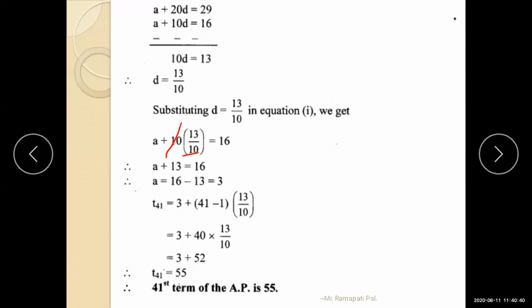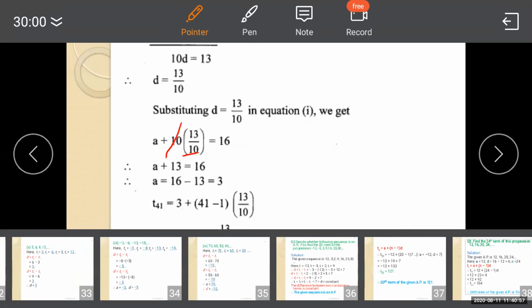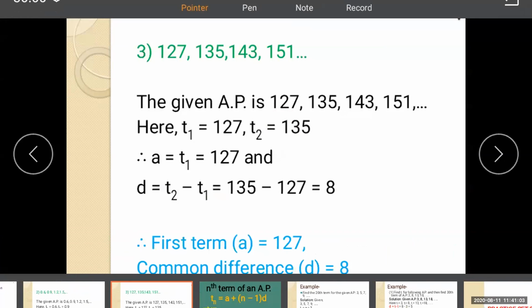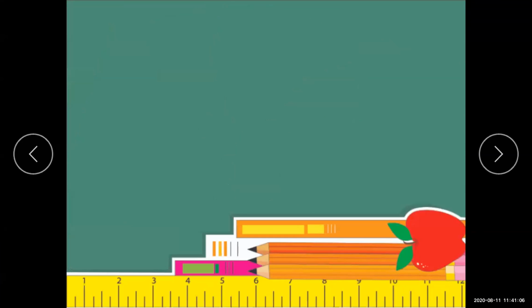Okay. Let's revise what we have learned today. We are going to revise one or two formulas, whatever you have learned. Is it clear? A very important formula here. All of you know the formula. Can you write in the chat box what formula we have learned today? Right now, write the formulas we have learned today.